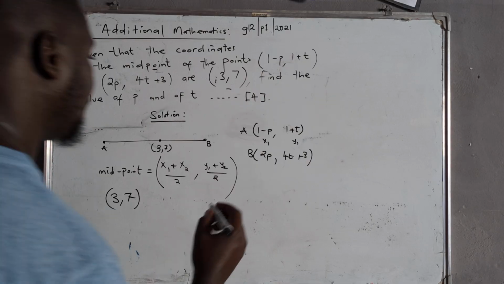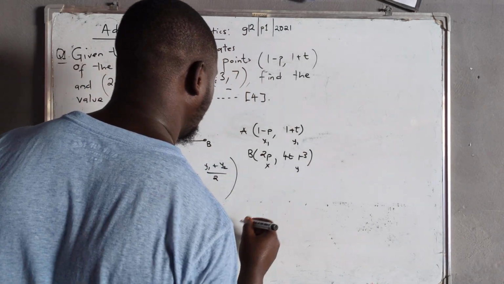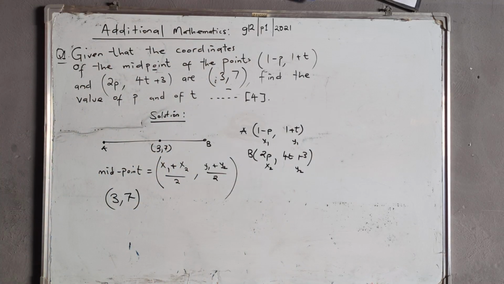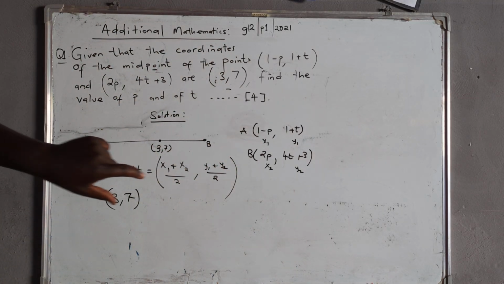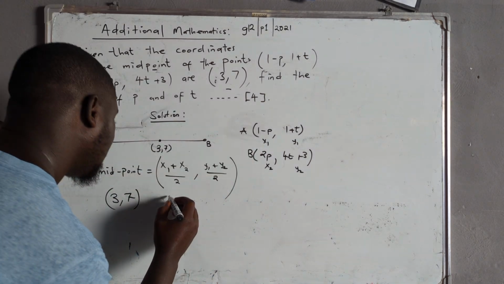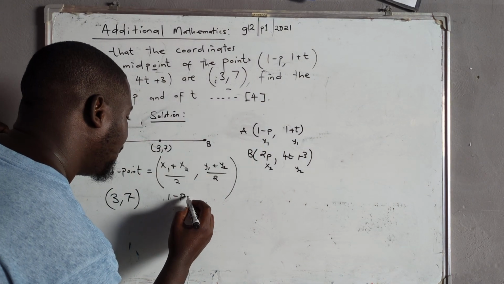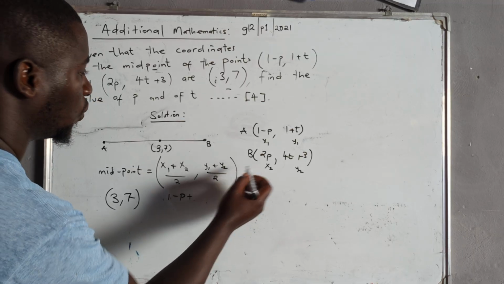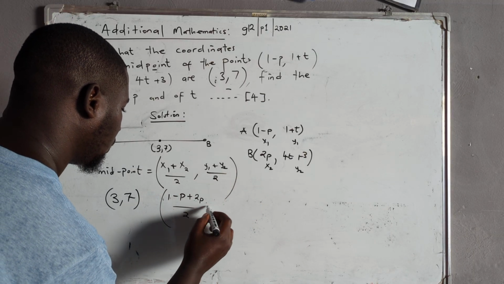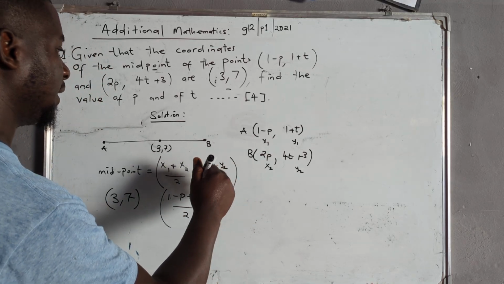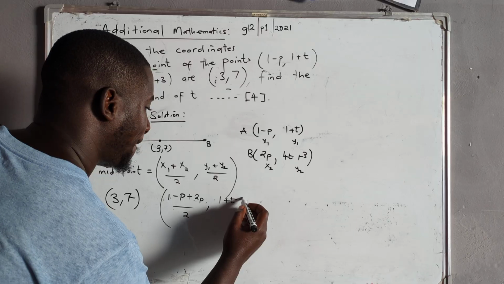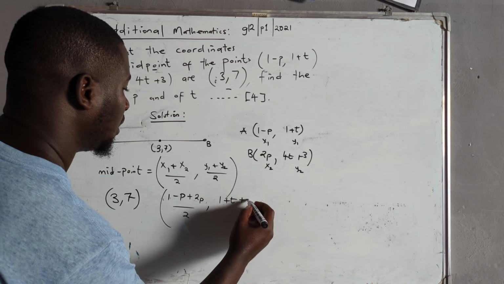And here what do I put? I put again the x, y, because coordinates are in the form of x comma y. Then I just get this information and substitute here. So x1, I know that it's 1 minus p, plus x2, which is 2p, over 2, comma, y1, it's 1 plus t, plus y2, which is 4t plus 3.